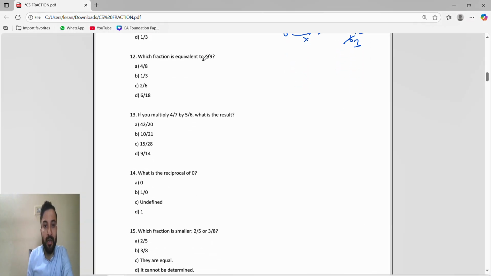Which fraction? See, here the chance is there that they can give the wrong options. But in examination it is not possible. Okay, in examination every time they will give the correct options.